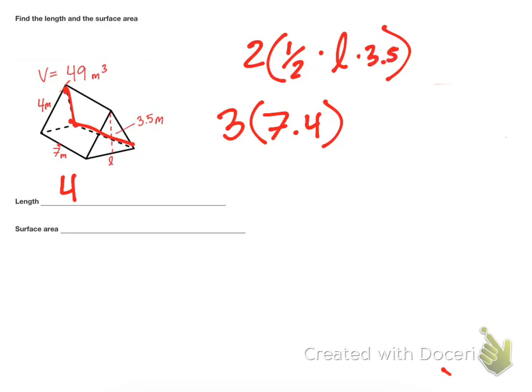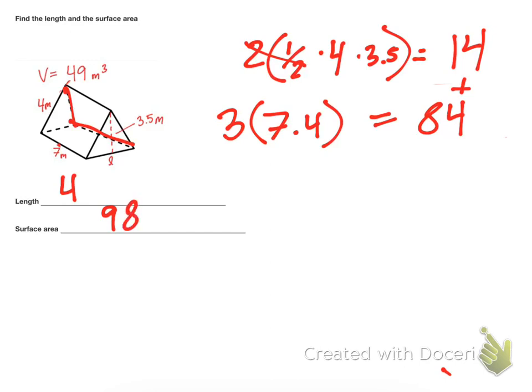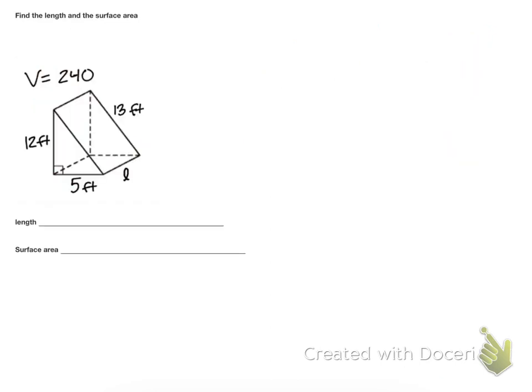My height was 3.5. My length was 4. So this cancels to be a 1. 4 times 3.5 is 14. 7 times 4 is 28. Times 3 gives me 84. If I add these together, my surface area is 98. So I believe this is the last one of our triangular prisms.